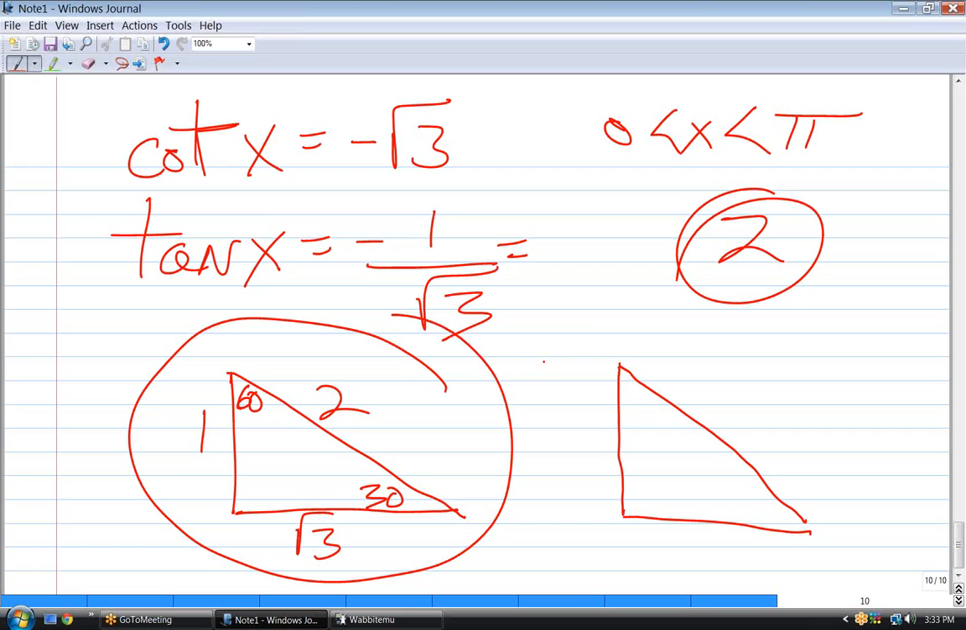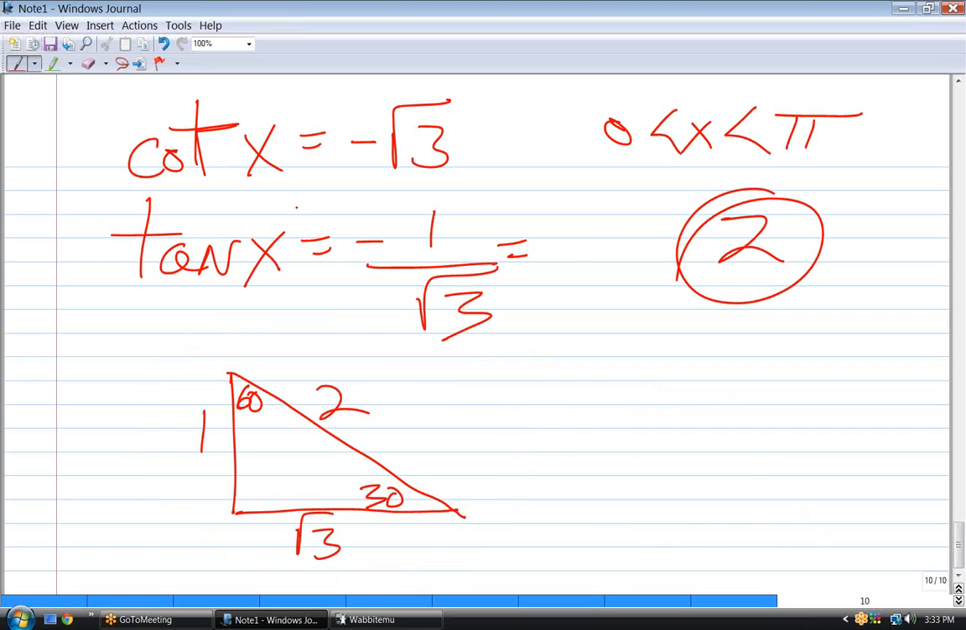So 30 degrees is our first quadrant angle. What is our second quadrant angle that we're looking for? Our second quadrant angle would be 150, or 5 pi over 6.